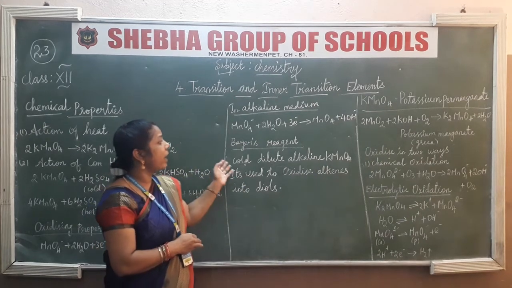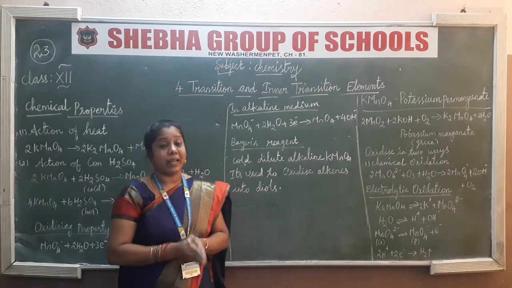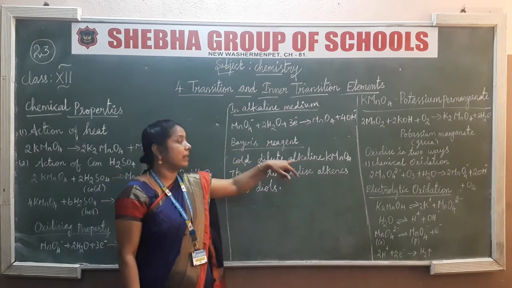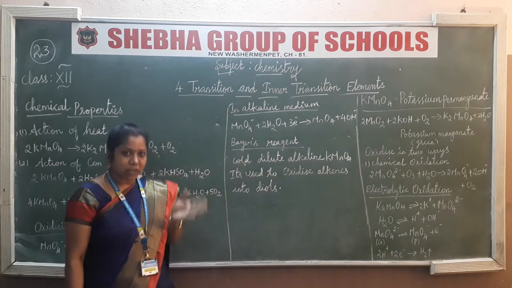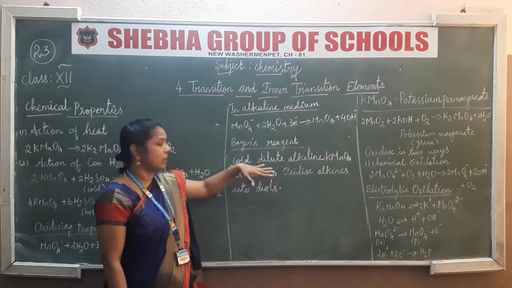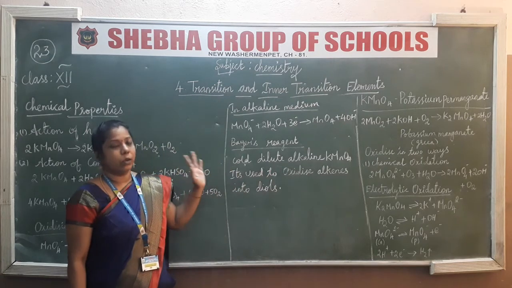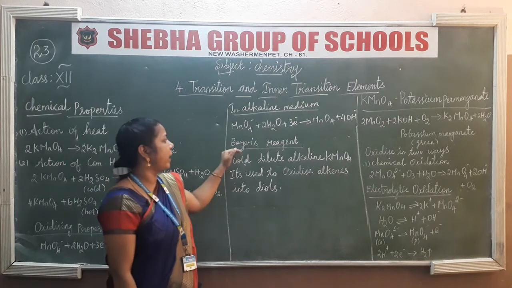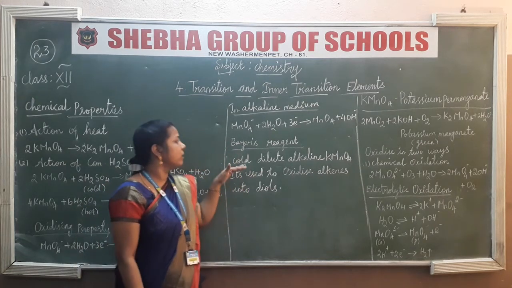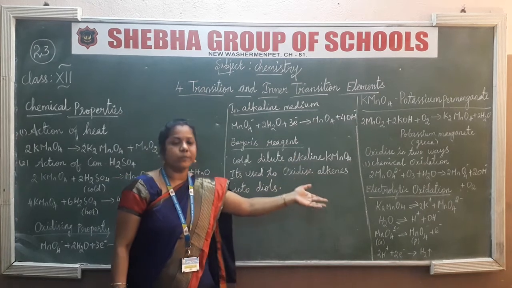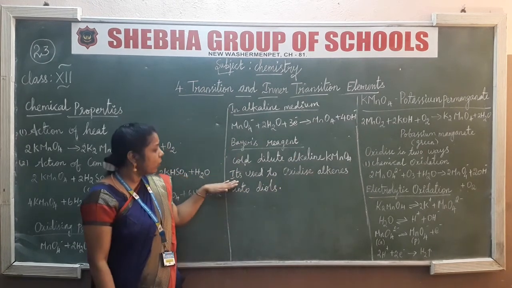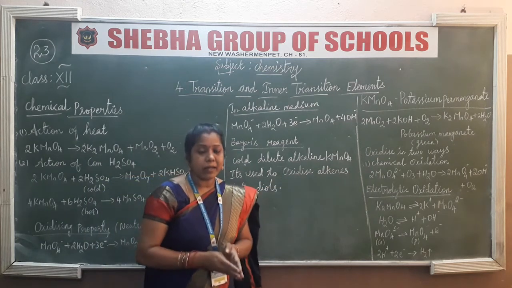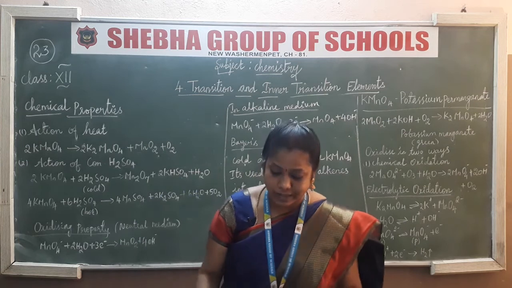Okay, and the base reagent, what is that base reagent? In these base reagents it is nothing but cold dilute alkaline KMnO4, that is dilute potassium permanganate, which has to be cold. So cold dilute alkaline KMnO4 is also called the base reagent. I am going to repeat again, cold dilute alkaline KMnO4 is also called the base reagent. It is used to oxidize alkenes into diols. So alkenes are converted into diols by this oxidation.